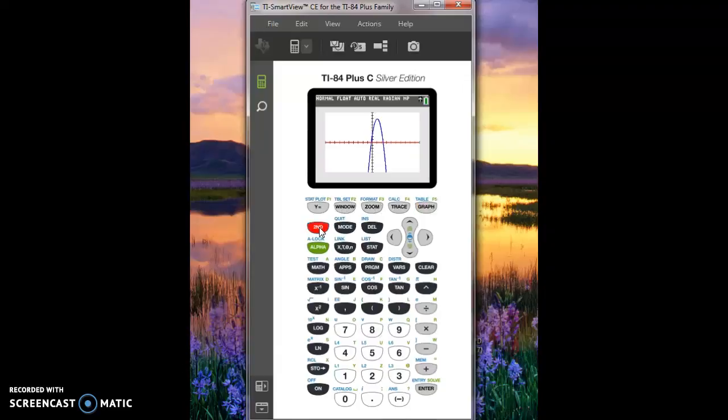So since you technically have 2 equations in your calculator, you've got an equation in y1 and an equation in y2, you can use this intersect feature.